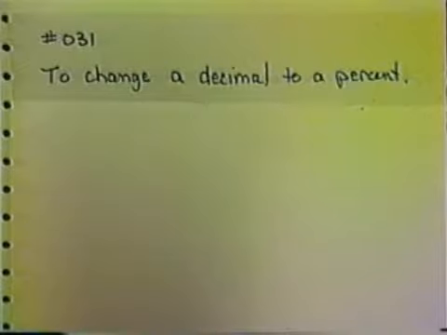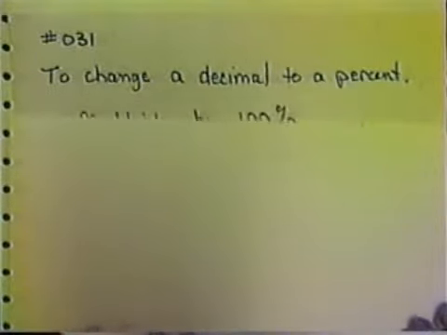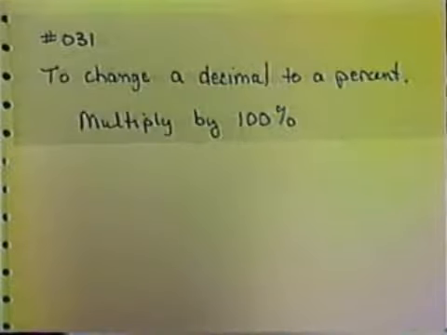Now what we want to do is go back the other way. If we're given a decimal, we want to make a percent. So we're going to do the opposite of what we did before. Before, when we wanted to make a percent a decimal, we divided by 100%. So this time we want to multiply by 100%.